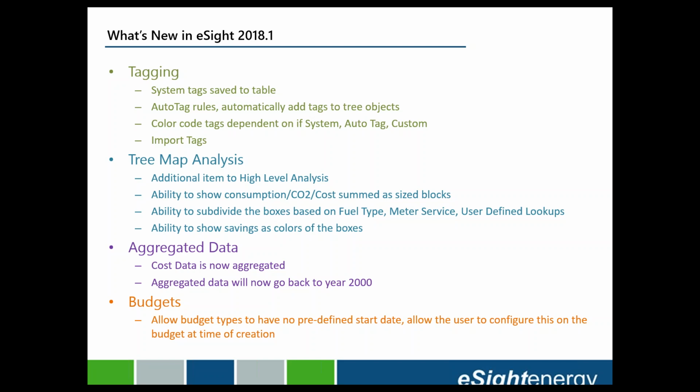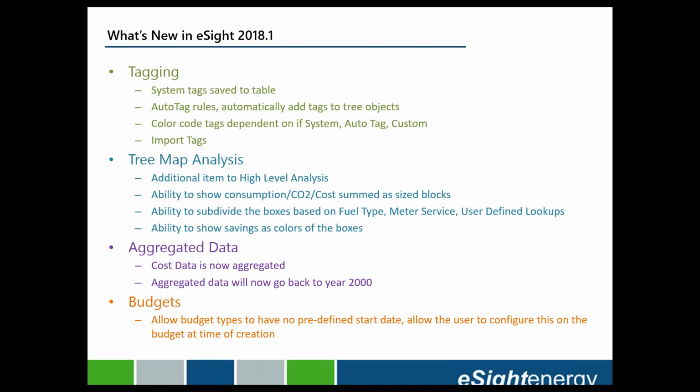Tagging is a great way to manage a large system, a system with a lot of sites, a lot of meters. So we've expanded tagging such that we've got system tags, which work as they used to. Those are tags that are automatically created by eSight based on things like, is this a cumulative meter? So you'll get a cumulative tag. Fuel types, so you'll have an electricity tag if it's an electricity meter, and so on. We've added some additional system tags.